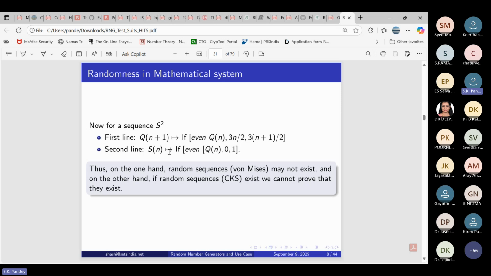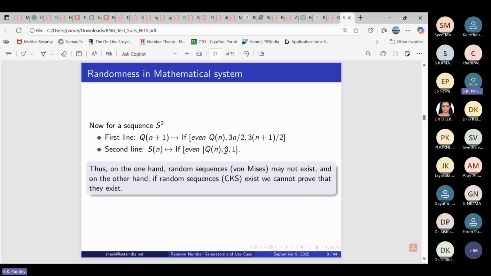So how do you decide Sn? Sn is 0 if Qn is even. If it is odd, then it is 1. Since Q1 is coming out odd, S1 is coming out to be 1. So that's why the S2 first bit is 1. Similarly, for the S2 second bit and S2 third bit, you can generate. So see the beauty: just two-line logic is there to define that sequence S2, which, by observation, you are not able to tell whether it is random or any logic is there.